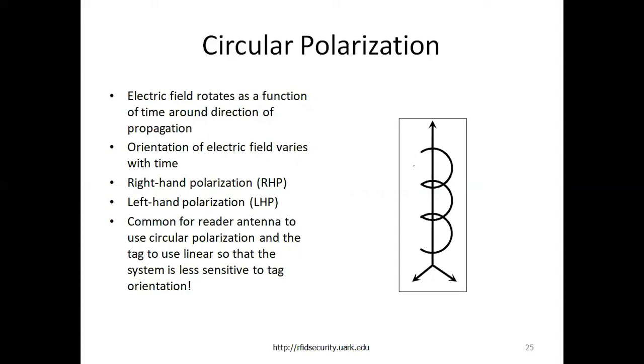This is one example: when we are dealing with the reader and the tag, if at the reader we are using circular polarization and at the receiving part, the tag, we are using linear, then we cannot get a less sensitive system.